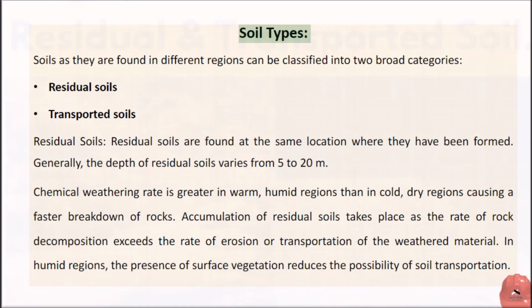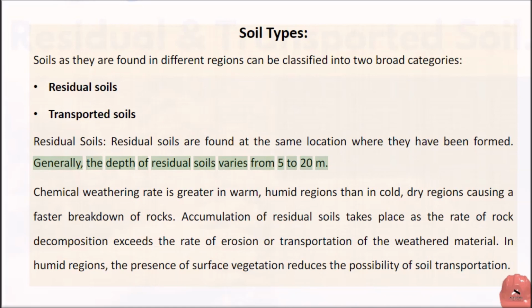Soil types. Soils as they are found in different regions can be classified into two broad categories. Residual soils. Transported soils. Residual soils are found at the same location where they have been formed.